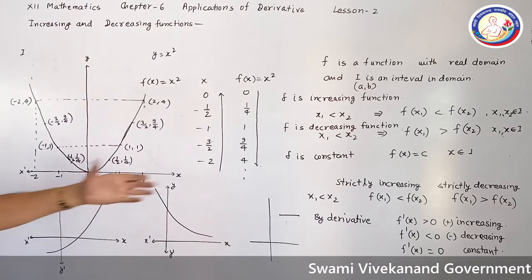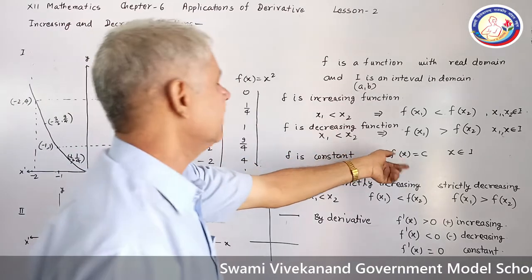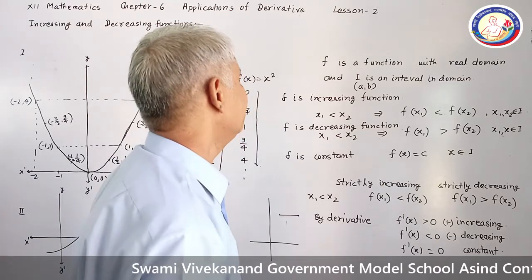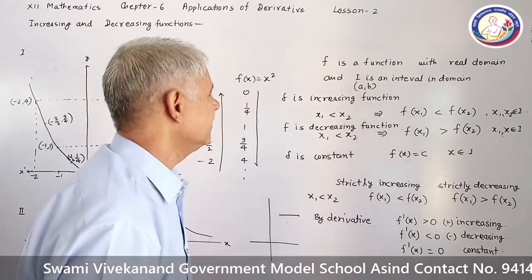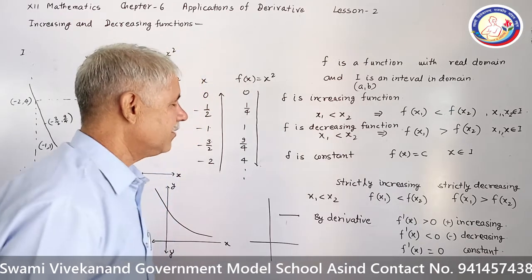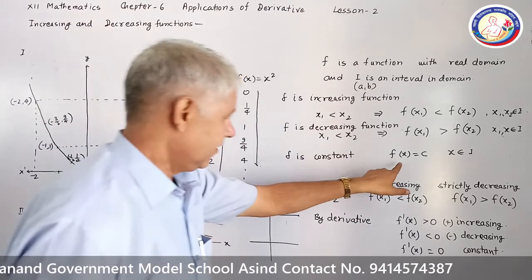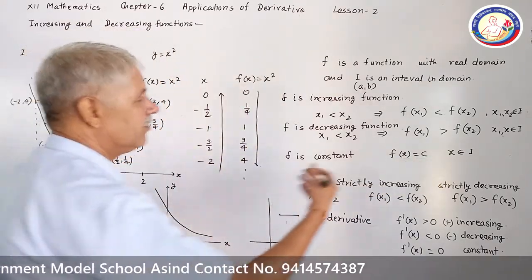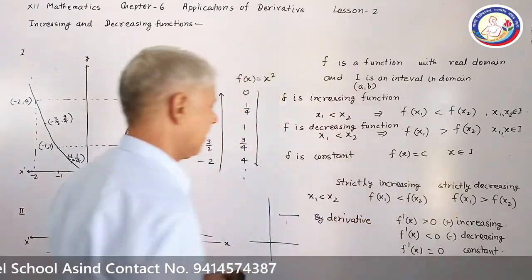So this is the meaning of increasing and decreasing function. We can understand by graph or by taking any two values in the interval, we can verify whether a function is increasing or decreasing. What about the condition when the value of function remains constant? This will be like this. There will be no change in the value of function and it is called constant function.